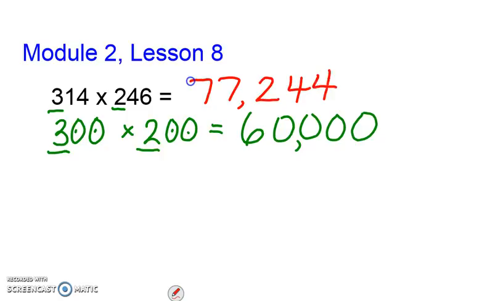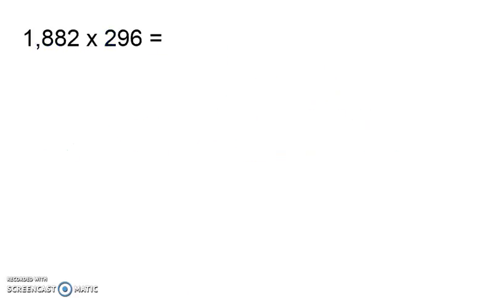77,244. I know that that's reasonable because my estimate was 60,000. And when I multiply, numbers get large fast. 77,000 is pretty close to 60,000. I'm in the same place value period. Let's take a look at one more problem.